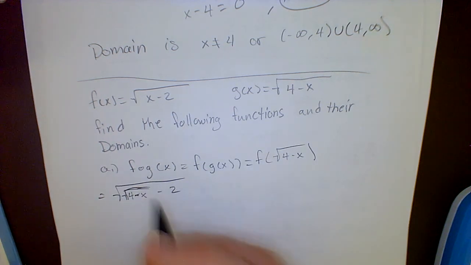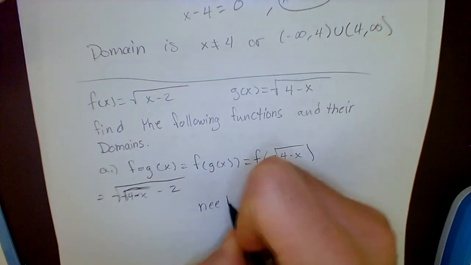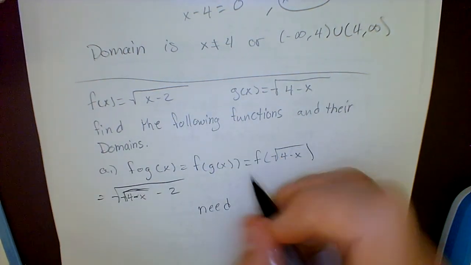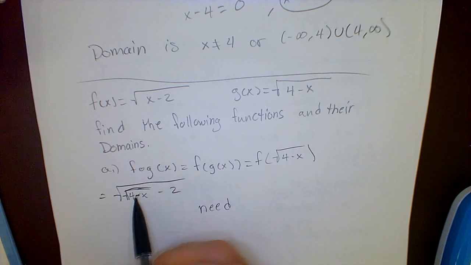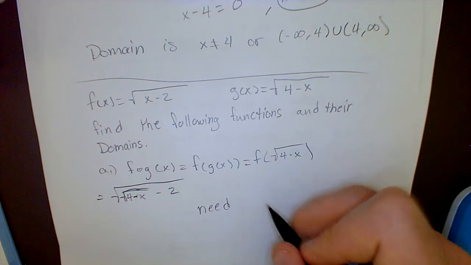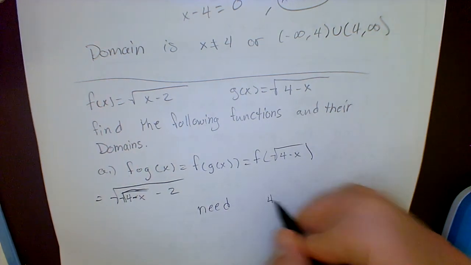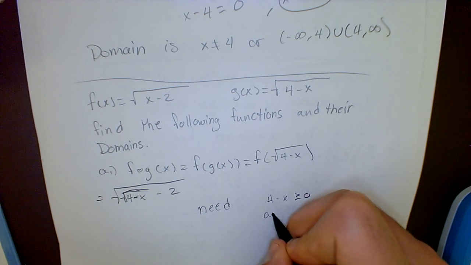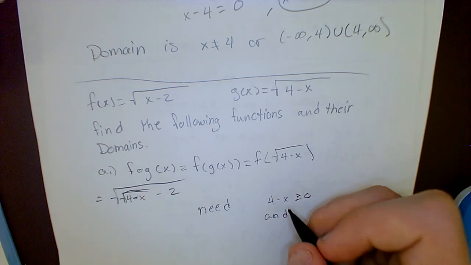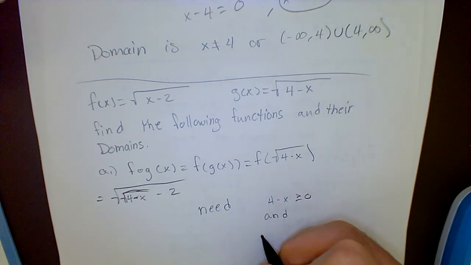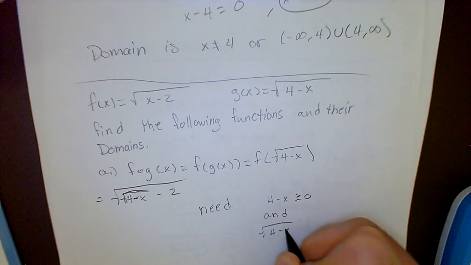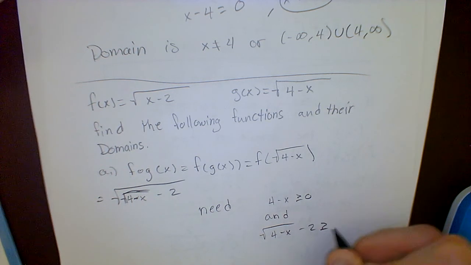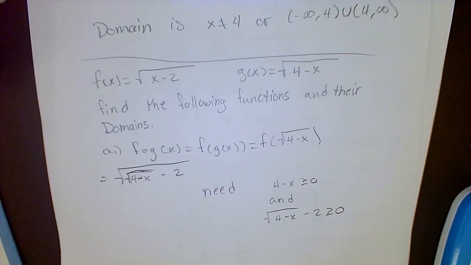So this is f of g. So if I want to find the domain, I need what's inside of this square root to be positive, and I also need what's inside of this square root to be positive. So I need 4 minus x to be greater than or equal to 0, and I need the square root of 4 minus x minus 2 to be greater than or equal to 0.